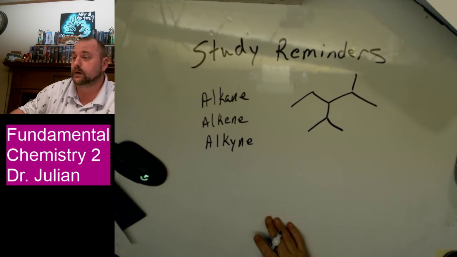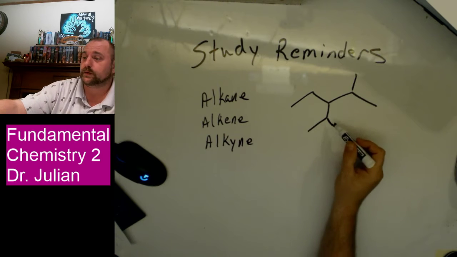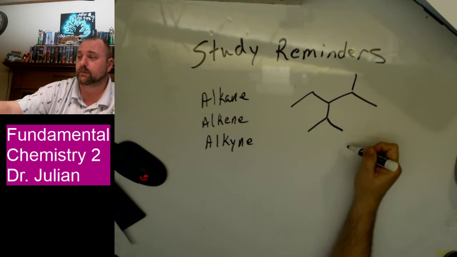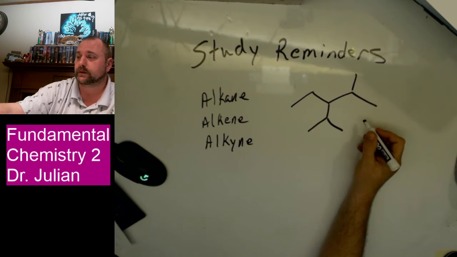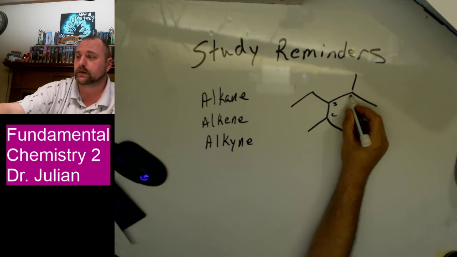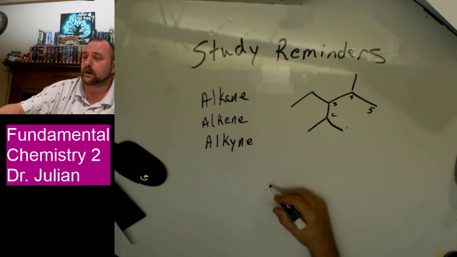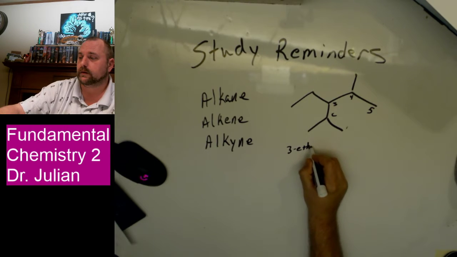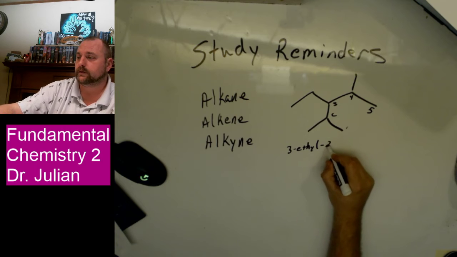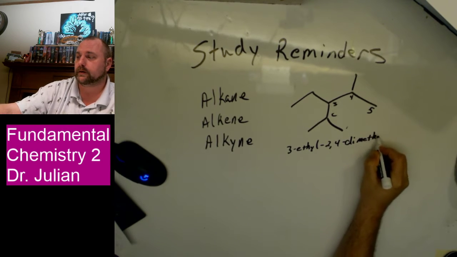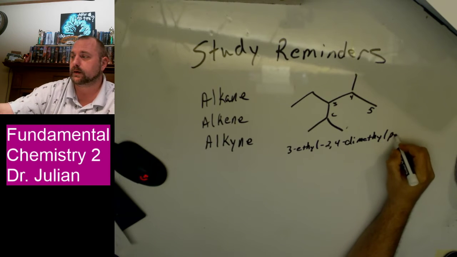We want to be able to number these correctly. 1, 2, 3, 4, 5. 1, 2, 3, 4, 5. Come up with a couple of different names. The easiest way on this one is probably going to be 1, 2, 3, 4, 5. So this would be a 3-ethyl-2,4-dimethylpentane.